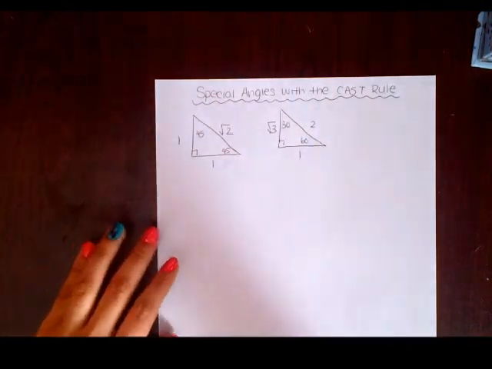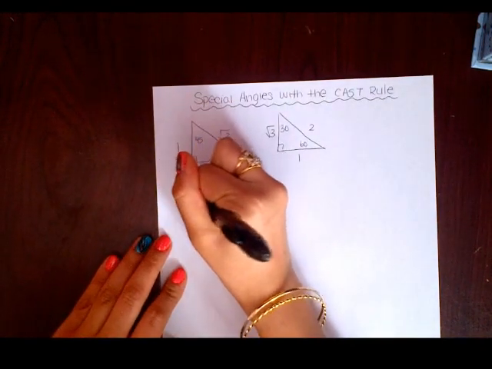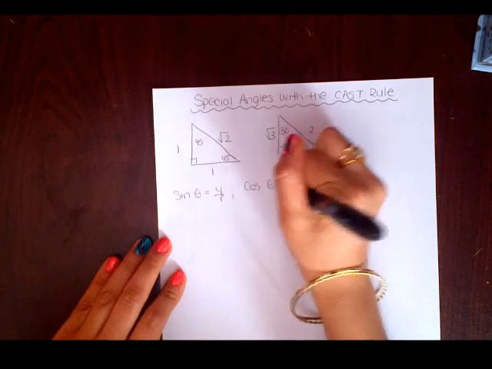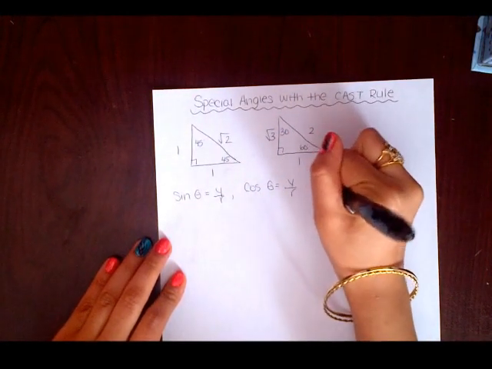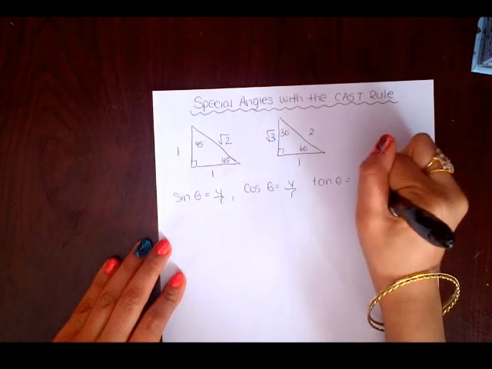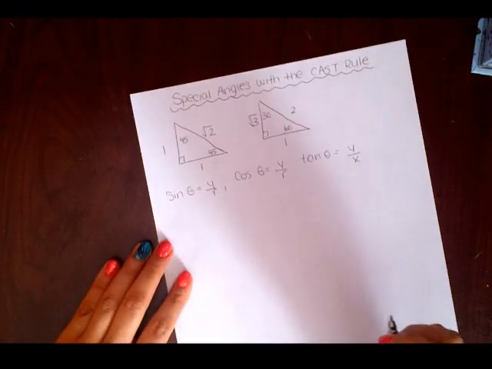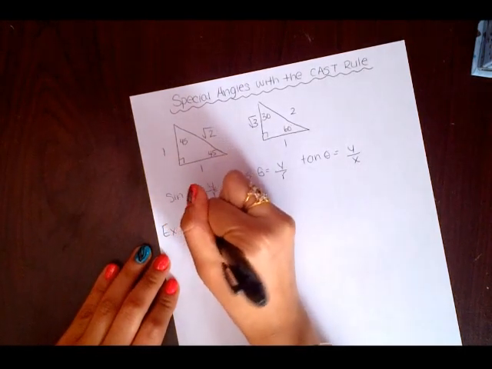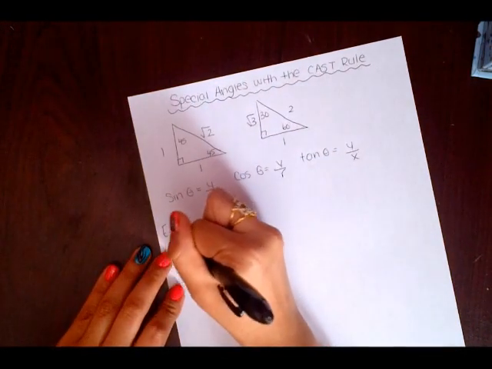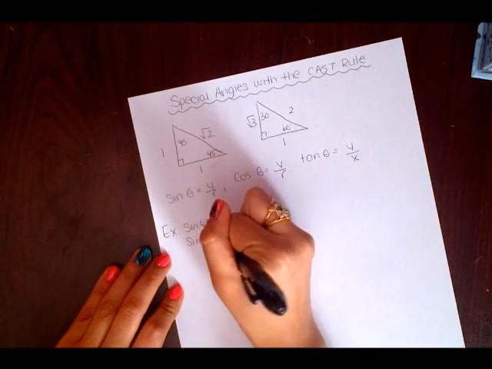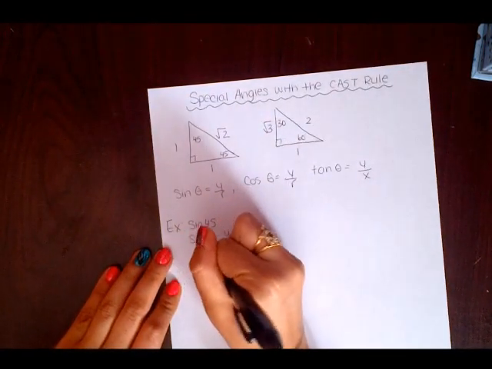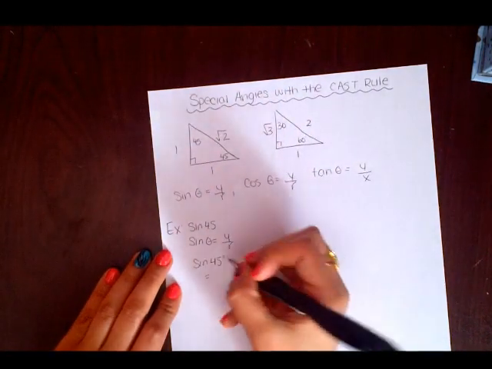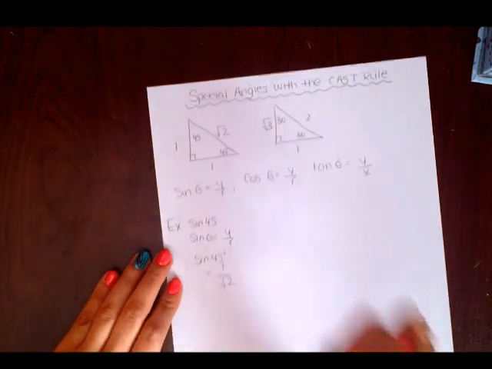Another thing that you need to keep in mind is that sine theta equals y over r, cos theta equals x over r, and tan theta equals y over x. For example, if we need to determine sine 45 degrees in exact value, we know that sine theta equals y over r, therefore sine 45 degrees equals opposite over hypotenuse, which is 1 over root 2.